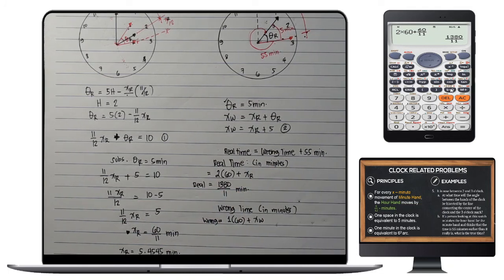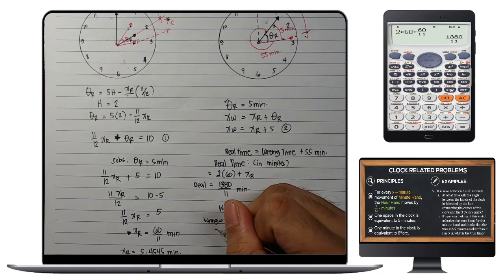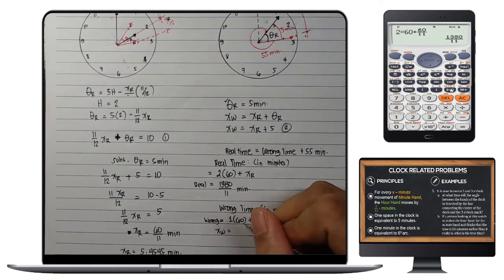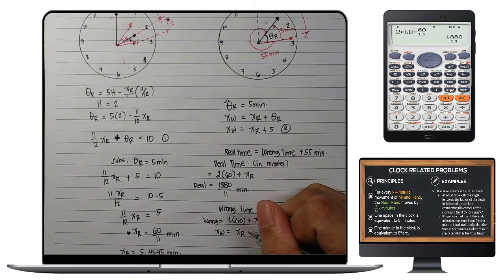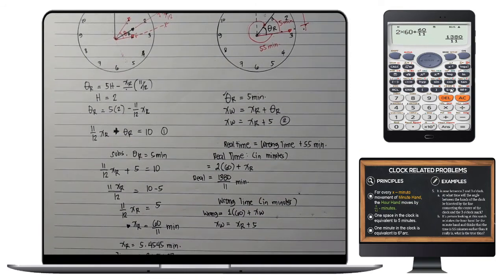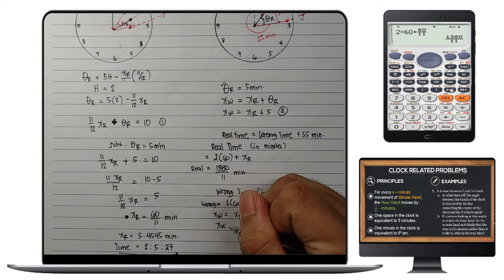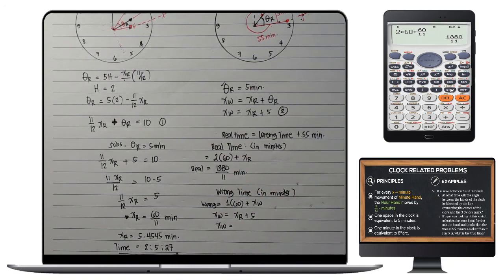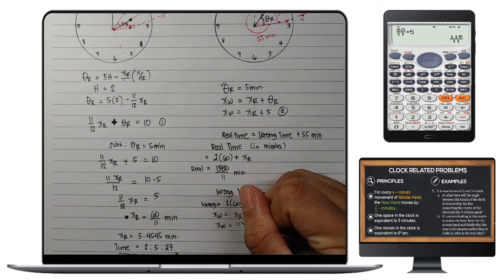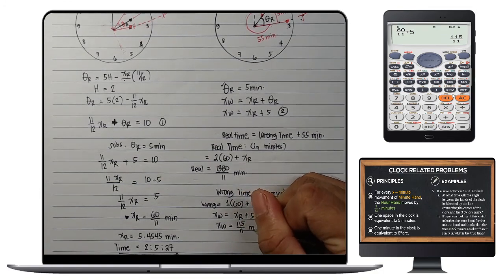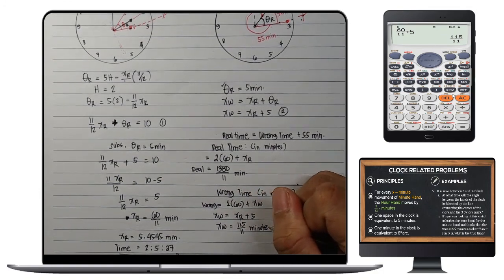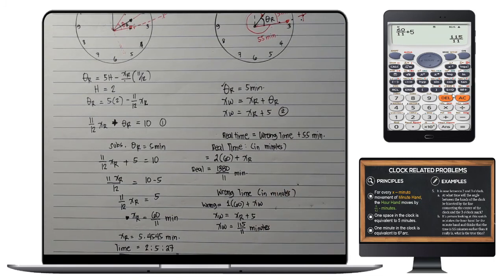Okay? So, yung ating x sub w. Let's solve first for x sub w. So, x sub w from equation 2, that is x sub r plus 5. So, x sub w natin, that is 60 over 11 plus 5. So 115 over 11. So we have it as 115 over 11 minutes. Okay? So that is x sub w.